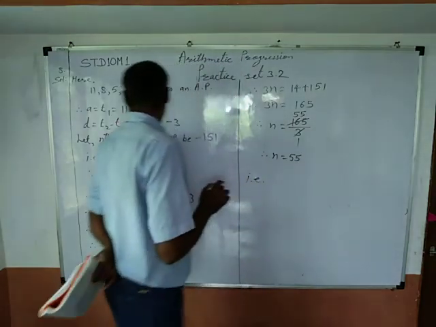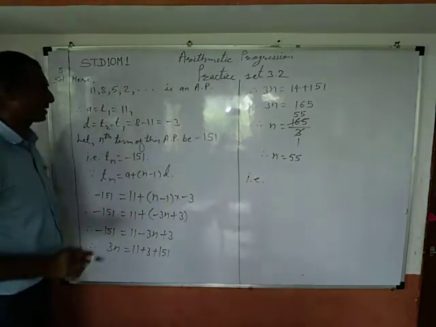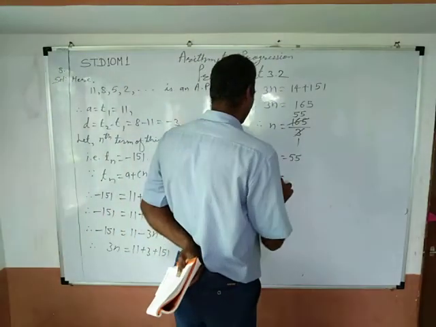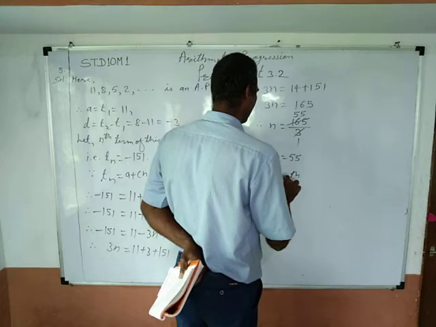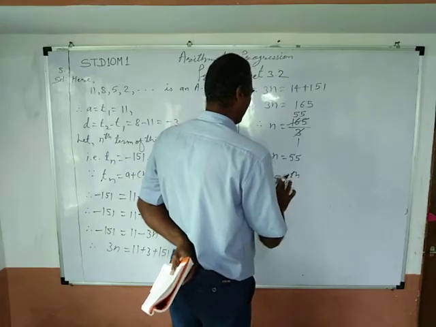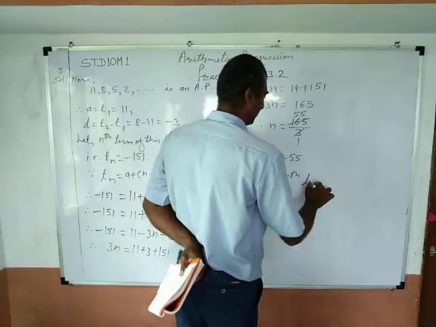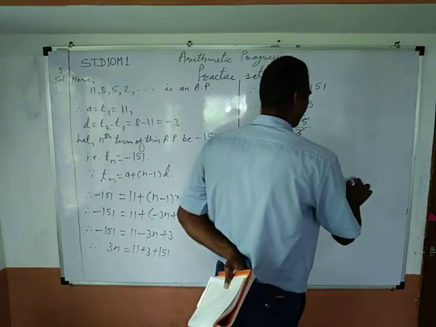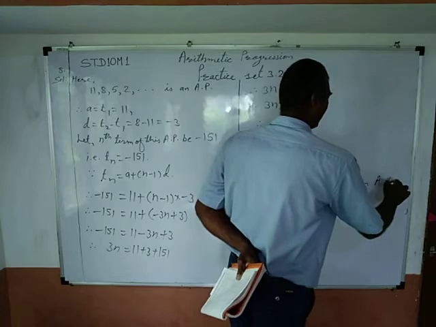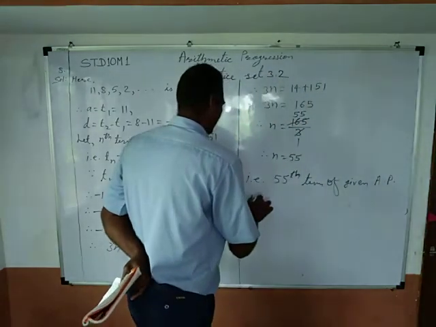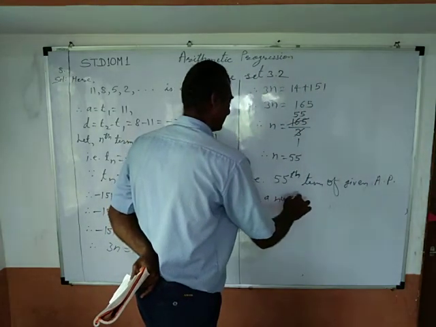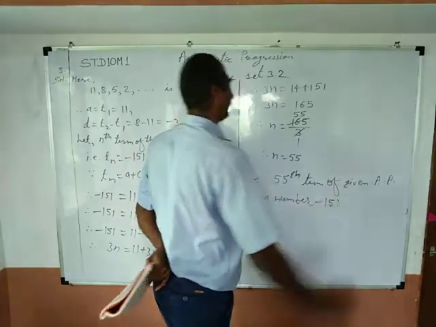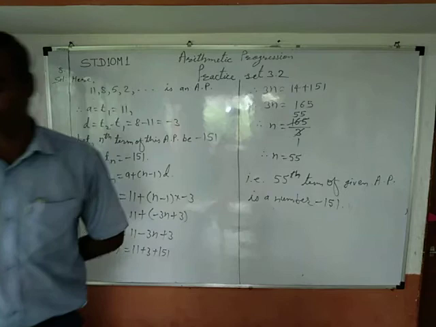That is, what is n? The nth term of this AP being minus 151 means that the 55th term of the given AP is the number minus 151. Okay?